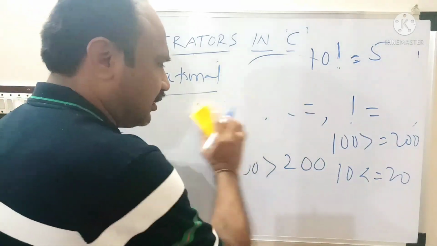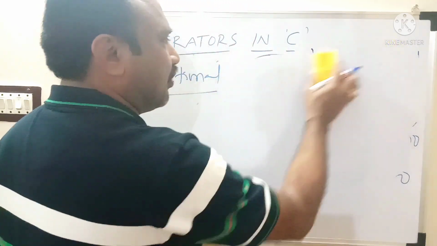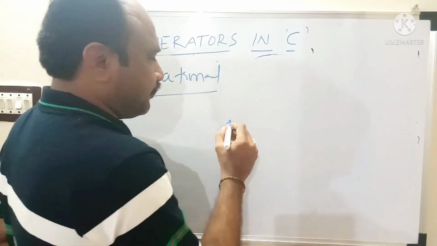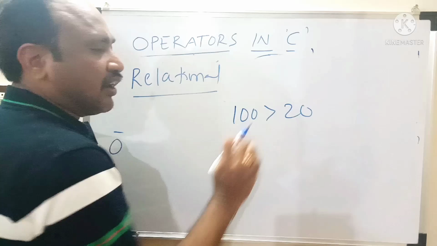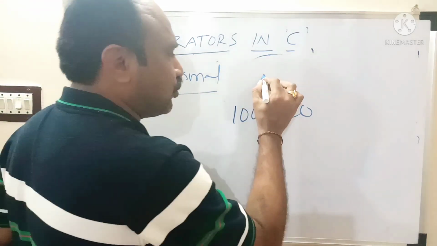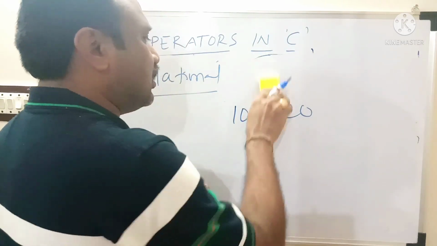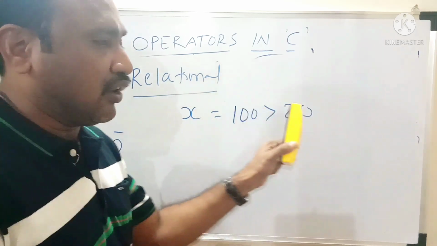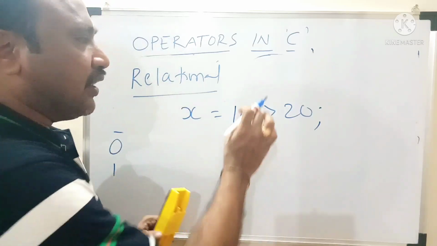What does it mean, sir? Listen carefully. I will give you an example here. I am taking 100 greater than 20. Is the condition true or false? True. If the condition is true, the answer is 1. If the condition is false, the answer is 0. Suppose you write x equal to 100 greater than 20. Is the condition true or false? True, so the answer is 1.